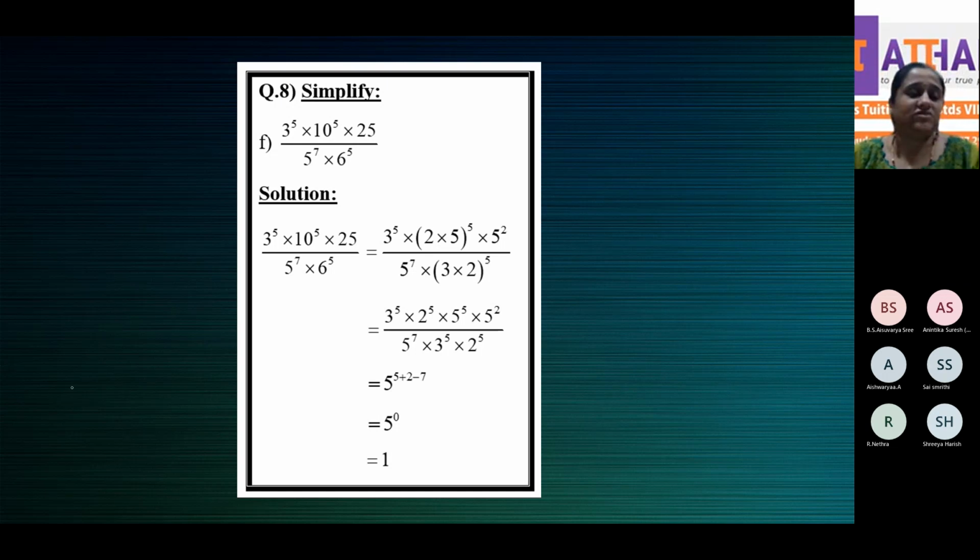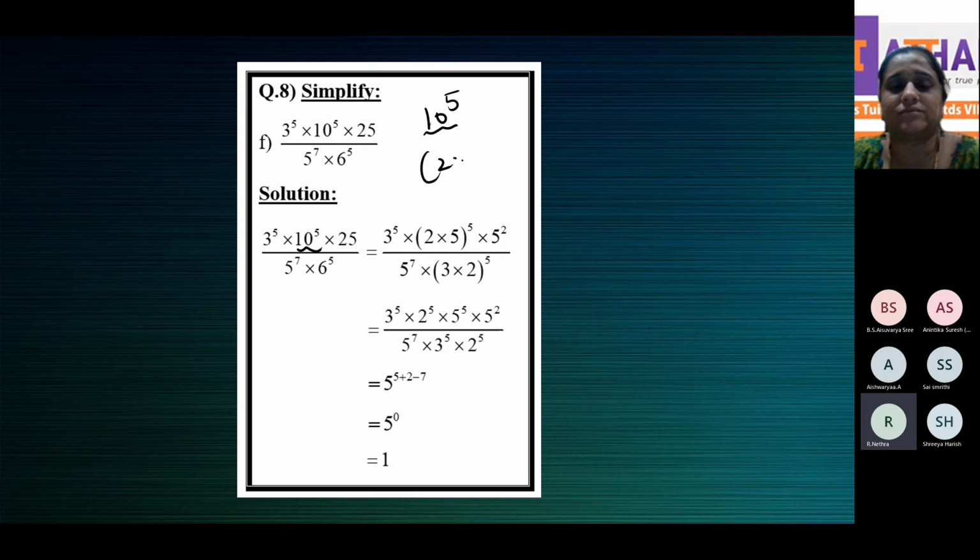So I'll just tell you another property through the sum. See, when you have 10 to the power 5, you can split the base, right? What is 10? 2 into 5, the whole power 5. The base 10 can be written as 2 into 5, the whole power 5. So now it becomes 2 to the power 5 into 5 to the power 5.